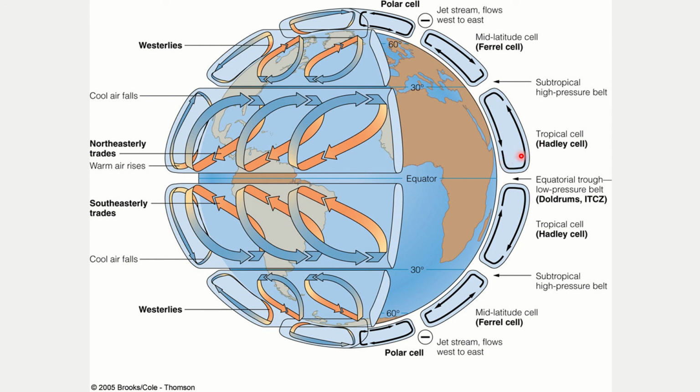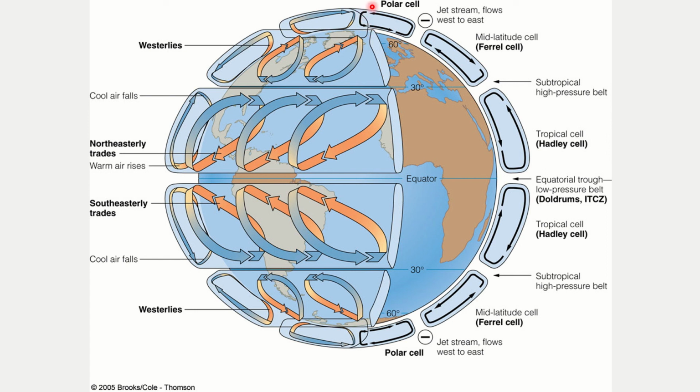You can see that the Hadley cell is in fact a three-dimensional tube of air that is spinning and wraps its way right around the Earth between 0 degrees and 30 degrees. You can see where the warm air rises and spreads and cools and sinks, but also you can see that the surface winds are actually curved. They are deflected, in fact, by the spin of the Earth itself in something known as the Coriolis force.